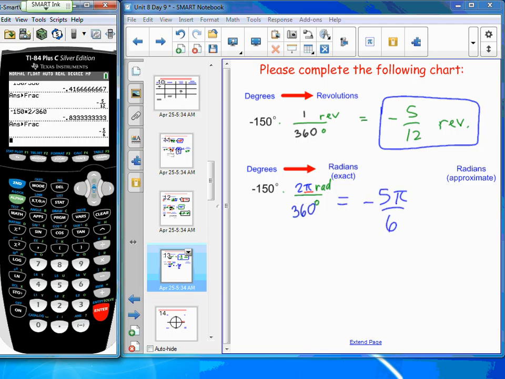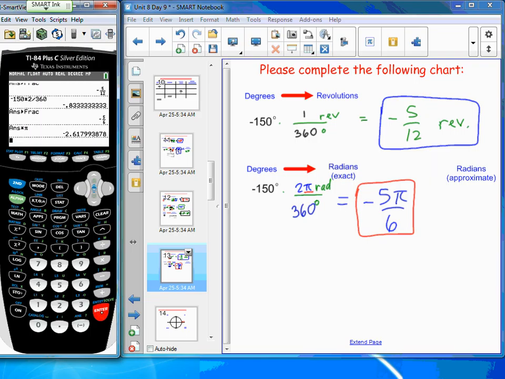For my exact radians. And again, as an approximation, I simply put the pi back into my calculator. And I get negative 5 pi over 6 radians is about negative 2.62 radians. That's pretty sweet. And what questions do you guys have about your conversions? A portion of your quiz will be conversions.